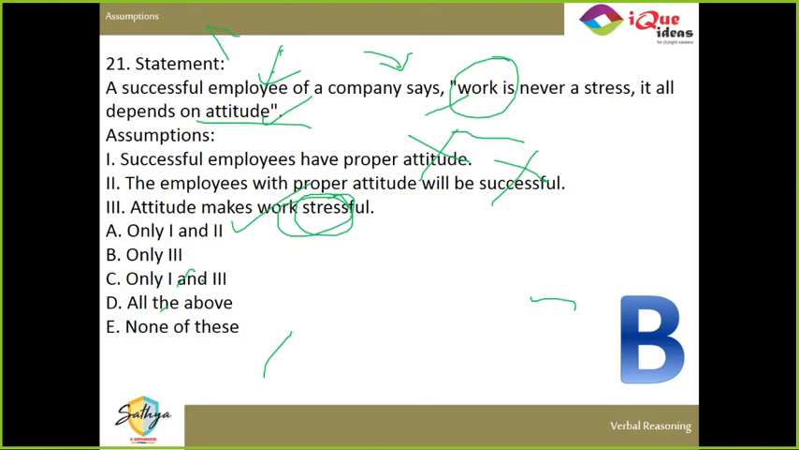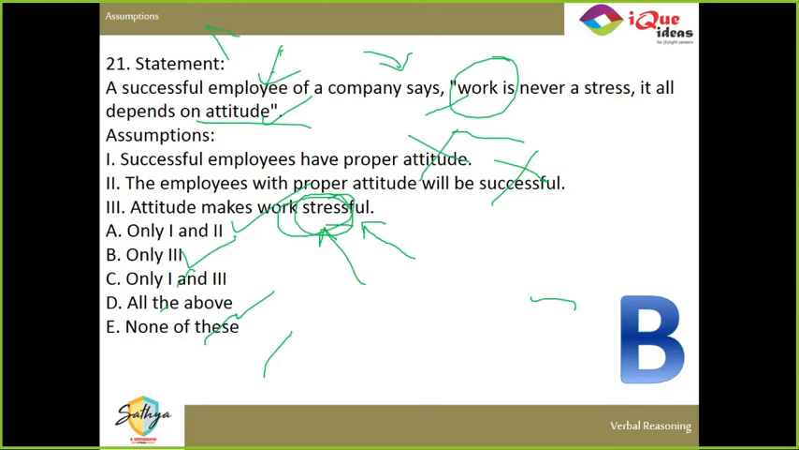If he is assuming that attitude makes work stressful, then he's saying that work is never a stress, it depends on attitude. If attitude does not make work stressful, then he cannot say that work not being a stress depends on attitude. So if he says that work is not a stress, it all depends on your attitude, then it means he's assuming that it is actually attitude which makes work stressful. So if you have a good attitude, work is not stressful. If you have a bad attitude, work is stressful, which ultimately means he is relating attitude with stress at work. So option B, only the third one is the one which is true. Did we get that?